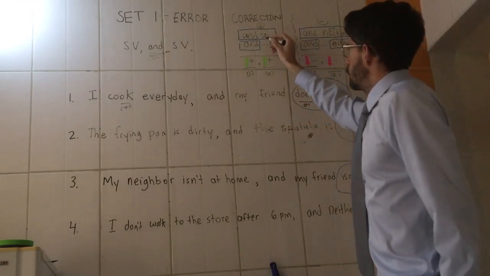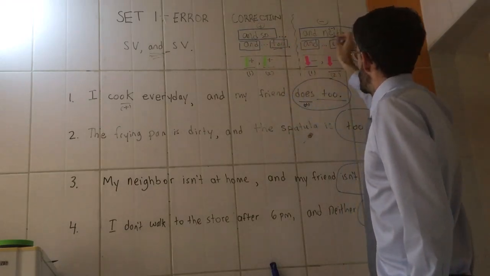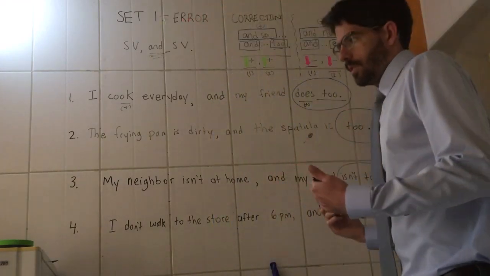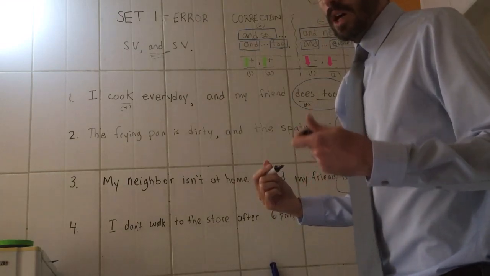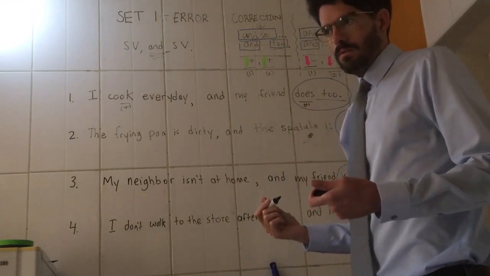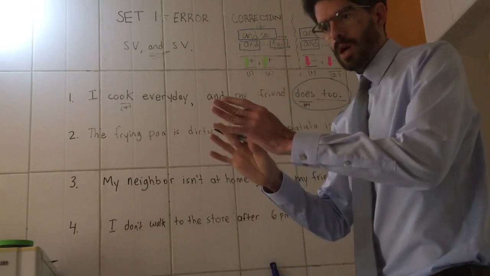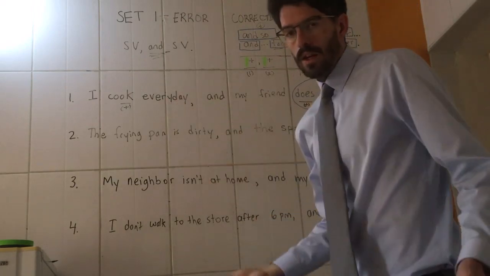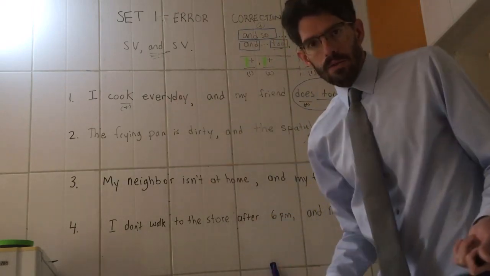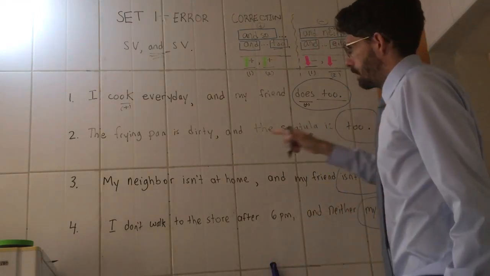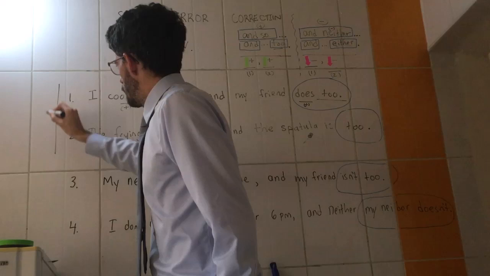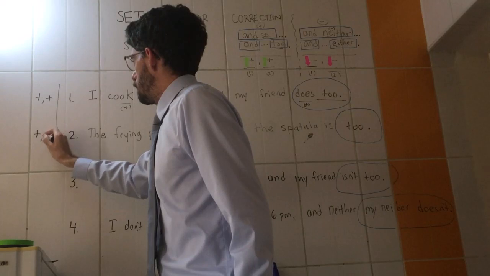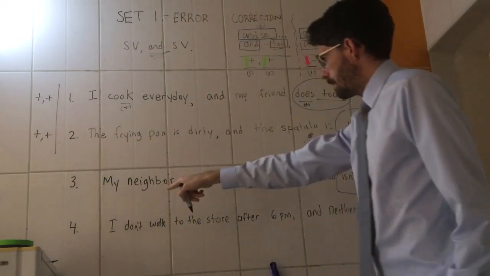So these words, so, too, neither, either, these are adverbs, and they help you when you're talking about compounds, when you're giving information that is the same or opposite. You can use these adverbs to help you when you're writing shorter compound sentences. Okay, so number 1 and number 2. Number 1 is positive and positive. Number 2 is positive and positive. Okay. How about number 3?